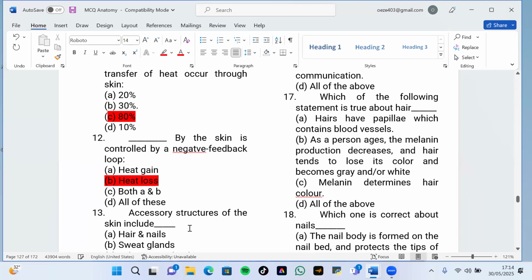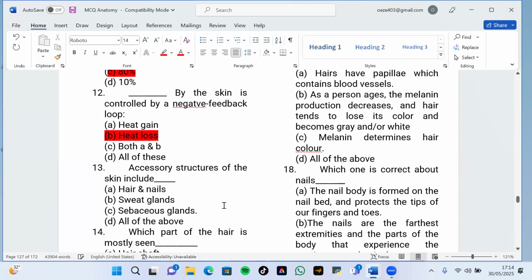Number 13 says, accessory structures of the skin include the following. A, hair and nails. B, sweat glands. C, sebaceous gland. D, all of the above. The correct answer is D, all of the above. These are all accessories. They are structures or appendages found in the skin. So the correct answer is all of the above.